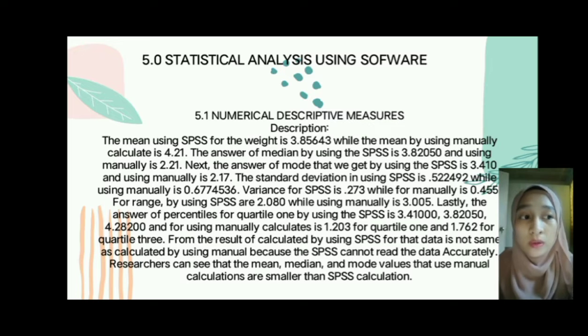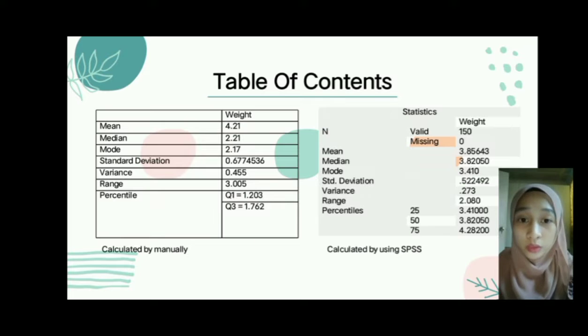In its main view, the software interface shows open data in a manner akin to a spreadsheet. Numerical descriptive measures. After the researcher performed the calculation manually, the calculation steps were repeated using the calculation method on an SPSS basis. Next, the researcher performed a comparison between the manual calculation and SPSS. Here are the comparative results.